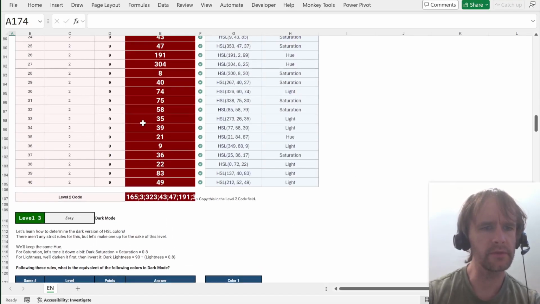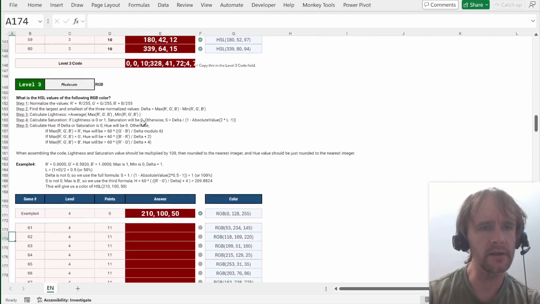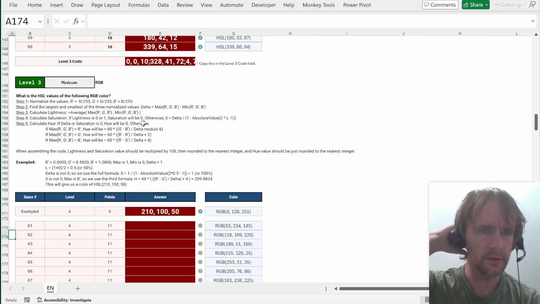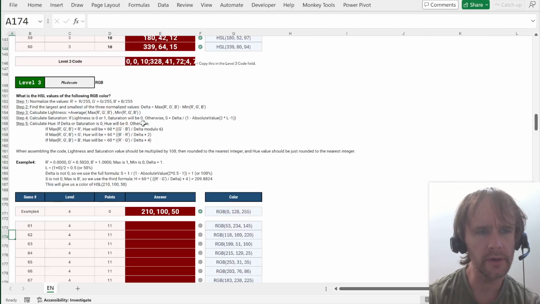Wait, wasn't that 3 levels? Yeah, there are 2 level 3s. Oops. What is the HSL value of the following RGB color? Okay, so first normalize by dividing by 255. Find the largest and smallest. Okay. Delta is the max of that. Calculate the lightness, which is the average of the max and the min. Okay. Calculate the saturation.